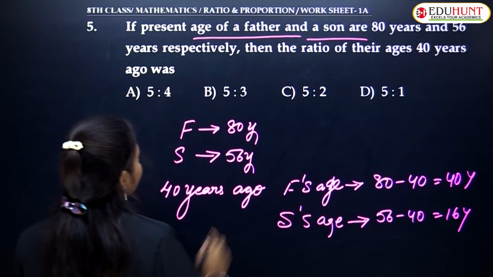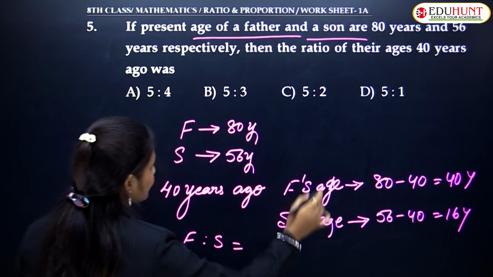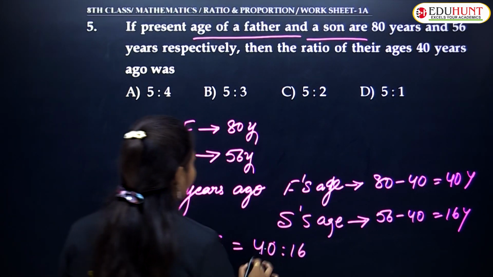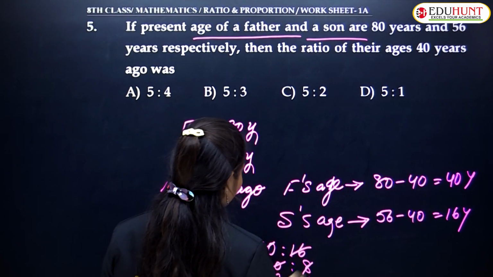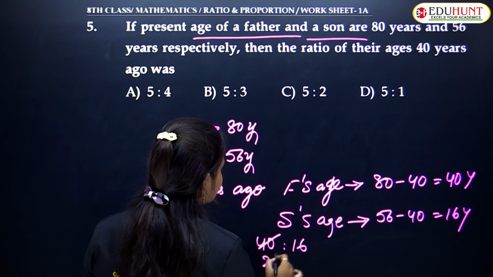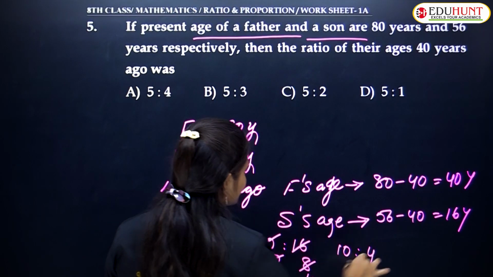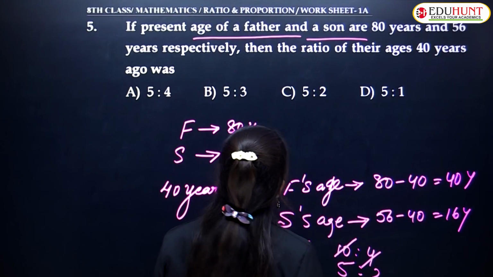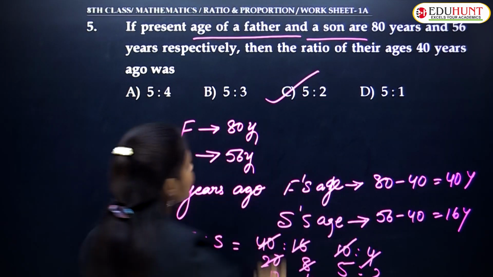Now see here, what are they asking? The ratio of their ages. So F is to S equals 40 is to 16. 40 is to 16: 2 twenties, 2 eights. Which equals 10 is to 4. Again cancelling: 2 fives and 2 twos. So the ratio is 5 is to 2. Which option is correct now?